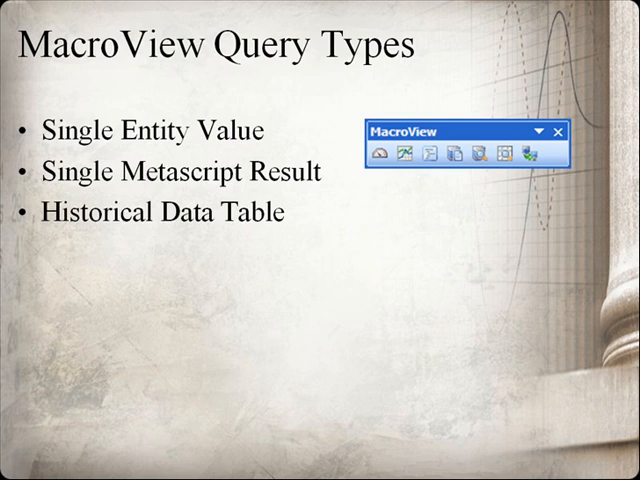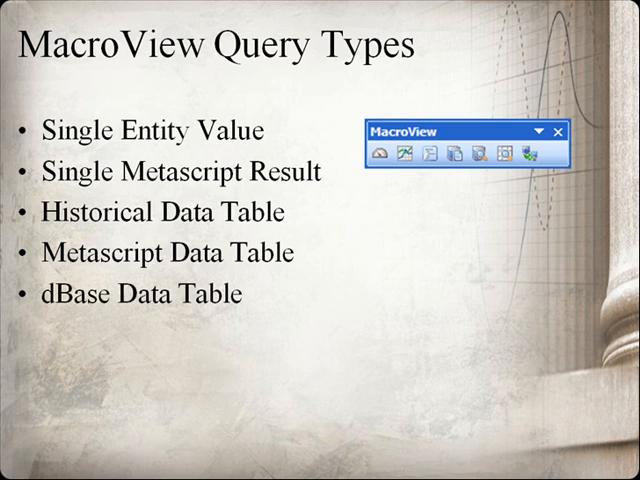Historical data table. This is an actual range of values. Trend data and stuff that you specified from the connection. A metascript data table, again, a series of values. However, this is just any arbitrary metascript code that returns a data table. And a dbase file data table, which is simply an entire dbase file from the server.